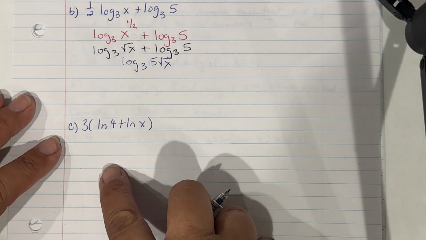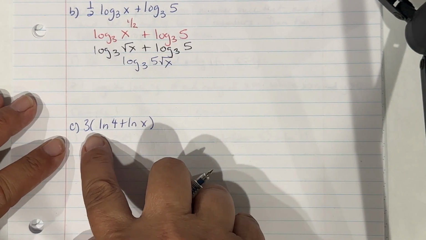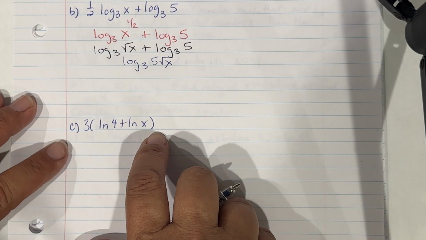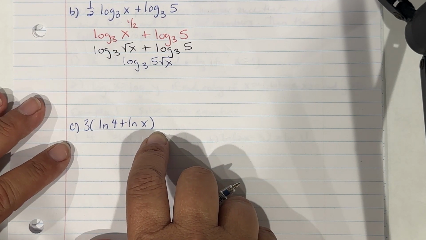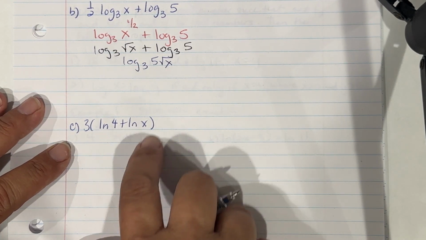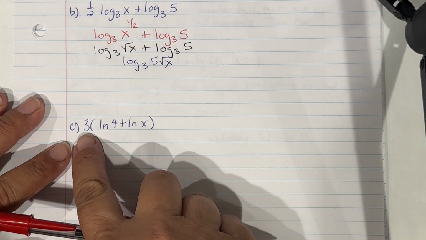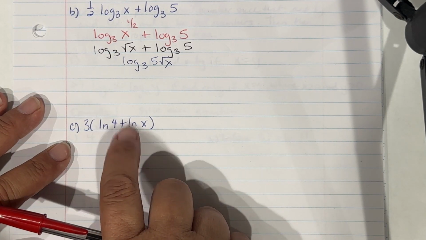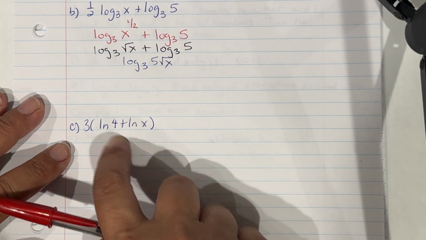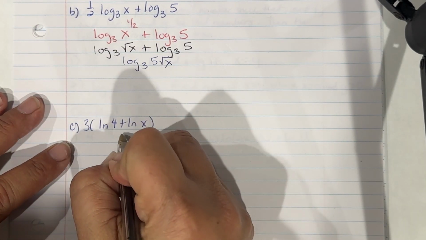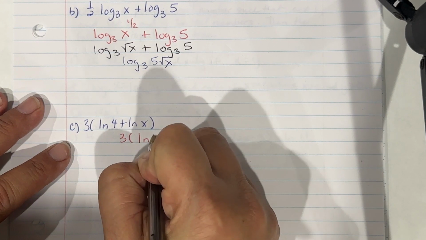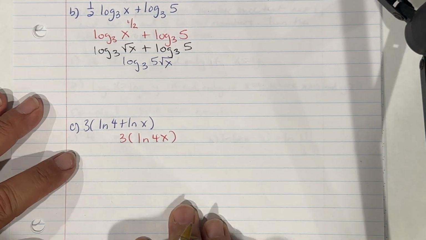On C, it says 3 parentheses ln 4 plus ln x. So first thing, we're going to do the inside of the parentheses first. Notice that the 3 is attached to the outside, but ln of 4 plus ln of x is asking about the product property. So it's going to become 3 parentheses of ln 4x.